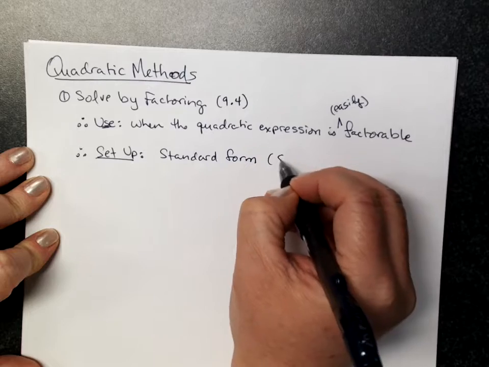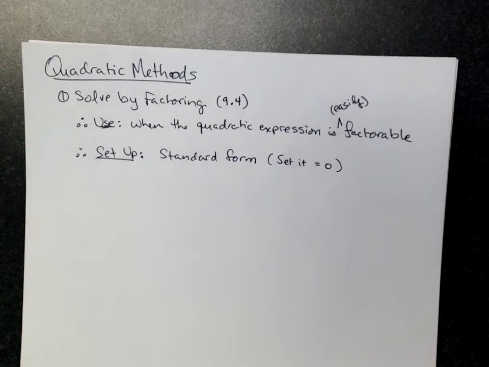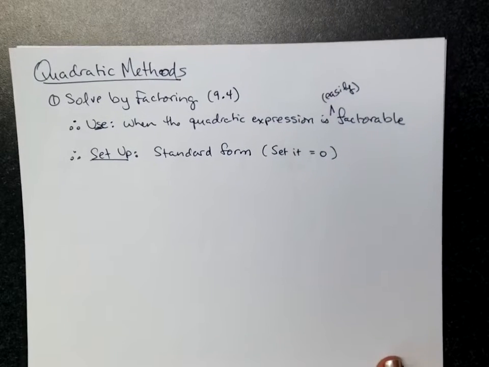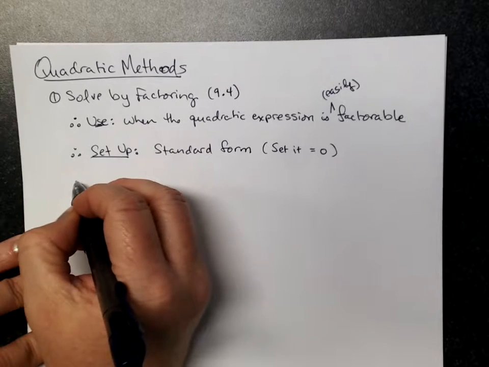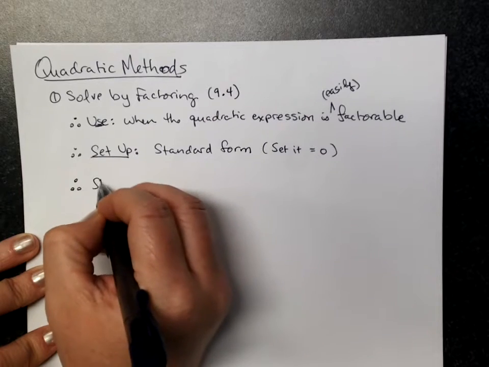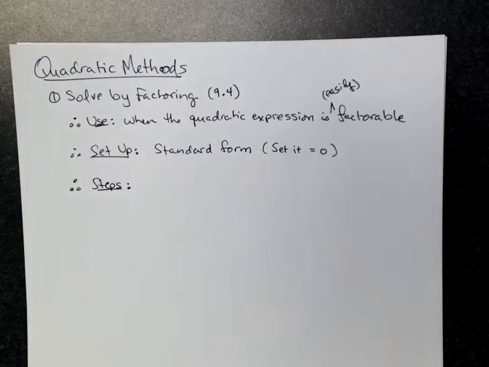Okay? In other words, you set it equal to 0. And if you don't do that, then you can't factor and solve it correctly. So the setup's very important. And then the steps. Now the steps, I'm listing these very specifically for a specific reason.